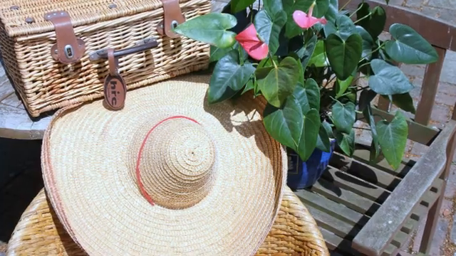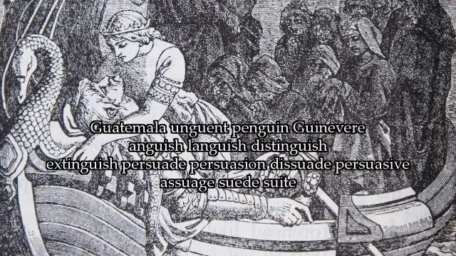Less frequently, we find short U5 following G or S. Listen to the following examples. Guatemala, unguent, penguin, Guinevere, anguish, languish, distinguish, extinguish, persuade, persuasion, dissuade, persuasive, assuage, swayed, sweet. Now you say those words. And exceptionally, we find short U5 following the letter C in the adopted French word cuisine.